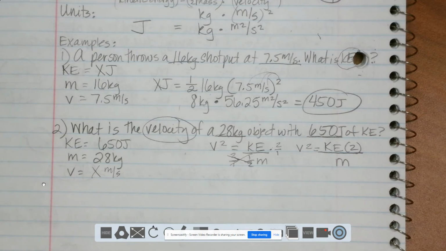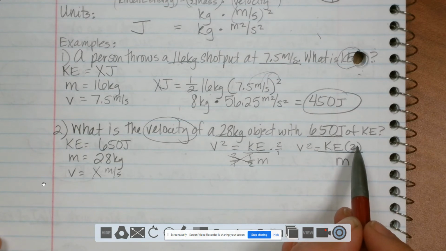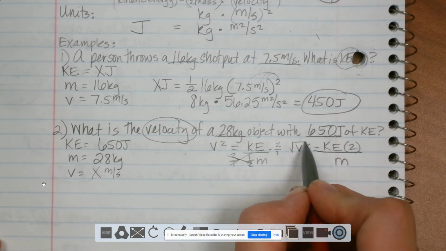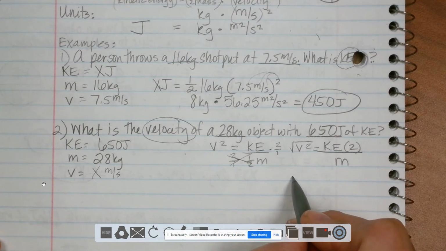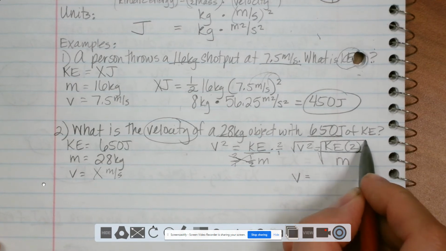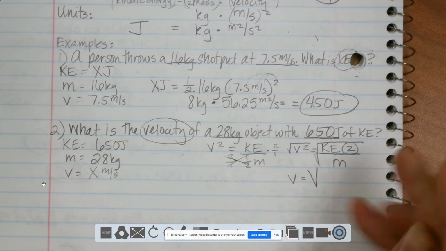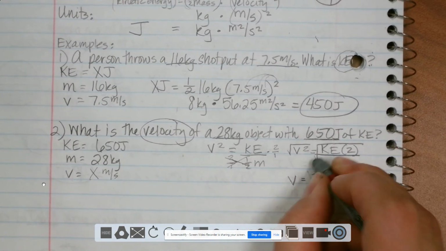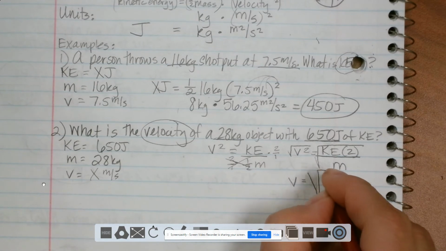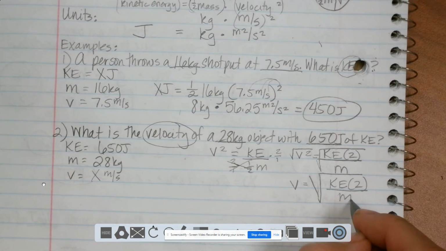So technically at the end or in the beginning, before you even start, you're going to have to get rid of the squared by square rooting both sides of the problem. Okay, so to get rid of the squared, I'm going to square root velocity squared, which is going to give me velocity, equals, I'm also going to square root this whole problem after I've solved everything inside. So that's going to give me velocity equals, make it a little bigger, kinetic energy times 2 divided by mass, square rooted.